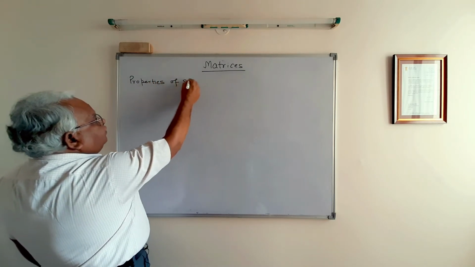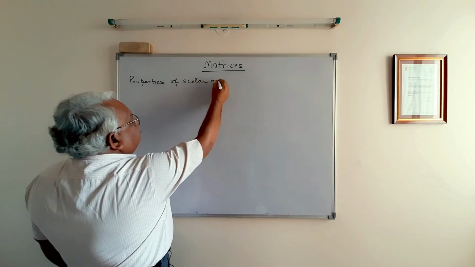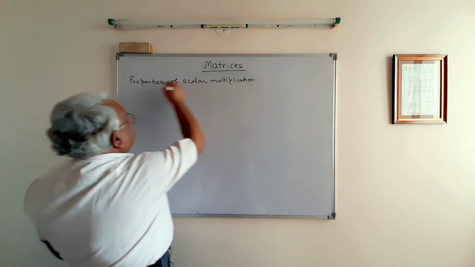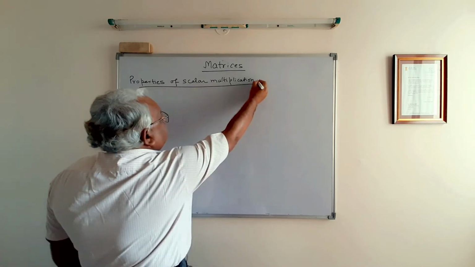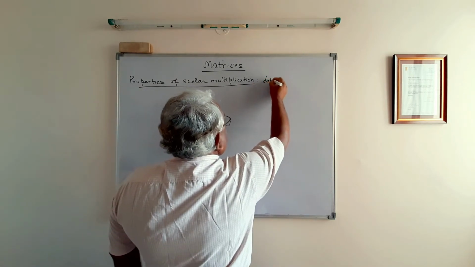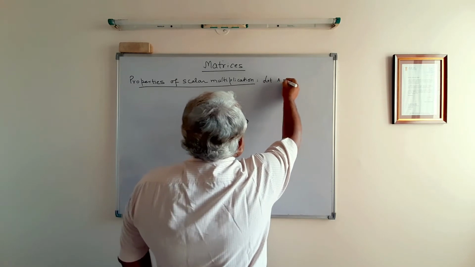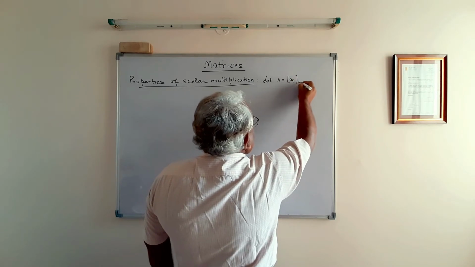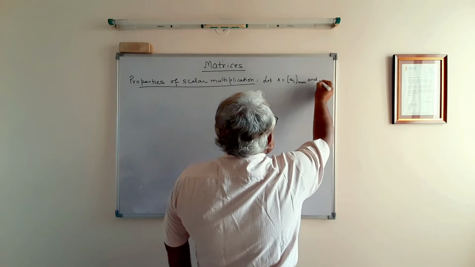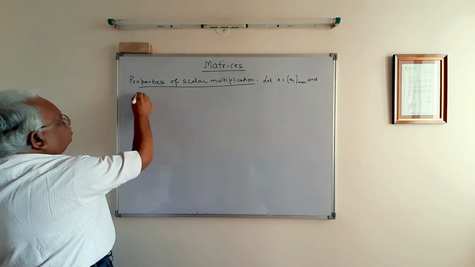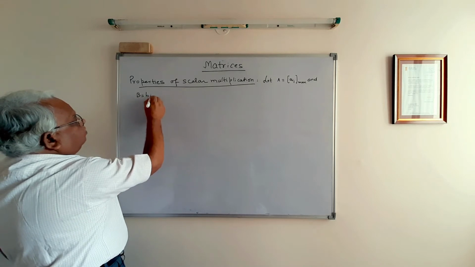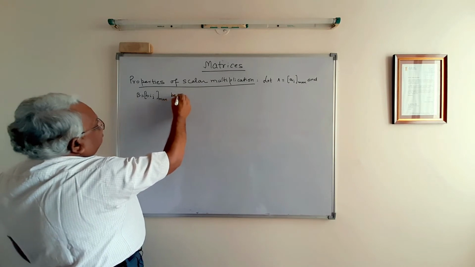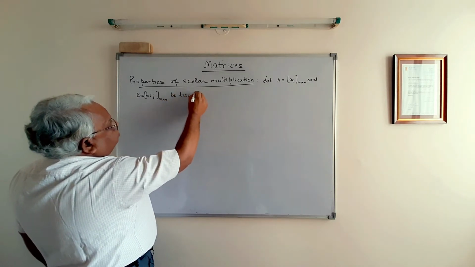Properties of scalar multiplication. Let A equal to Aij and B equal to Bij, of order m cross n, be two matrices.